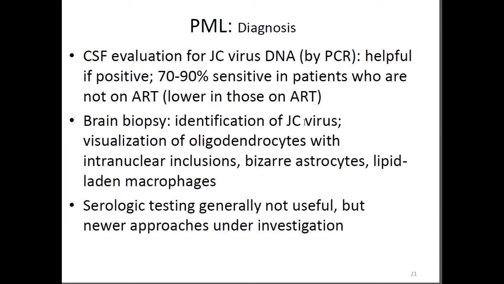So in those cases, if PCR is negative for JC virus, we recommend doing a brain biopsy to look for the oligodendrocytes with intranuclear inclusions. And they have pathognomonic features by pathology: bizarre astrocytes, lipid-laden macrophages, and these inclusions in the oligodendrocytes. Serology testing is not useful because some of us already have the infection and antibody is always positive. But newer approaches are under investigation.